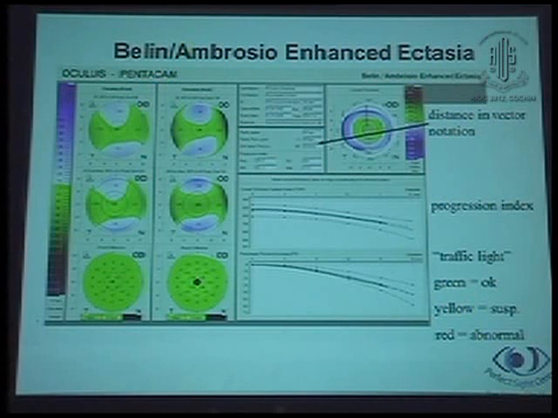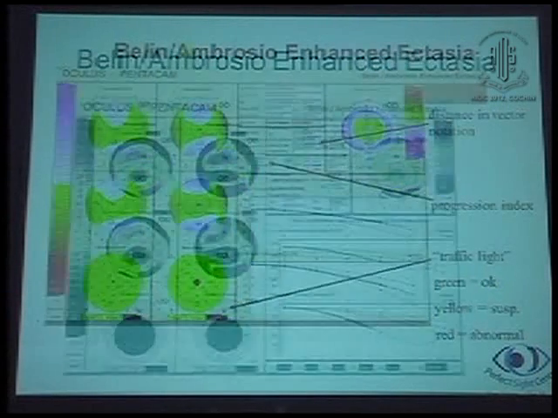It's like a traffic signal. You have a red, that means you stop. You have a yellow, be careful, and green, that you can go ahead. So the front surface is green in this case, but it is red in the posterior surface.